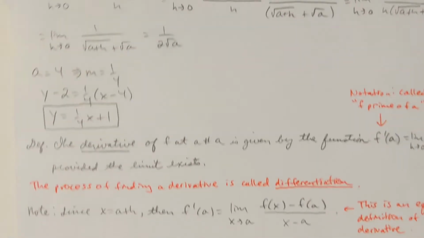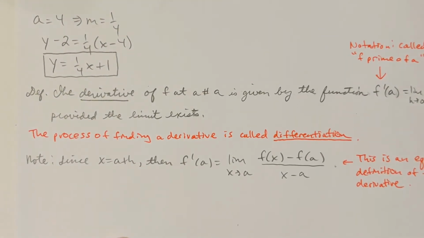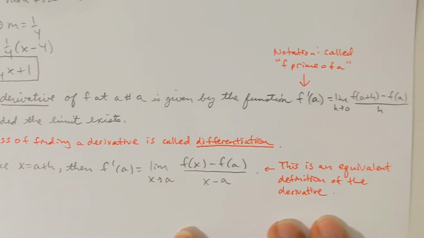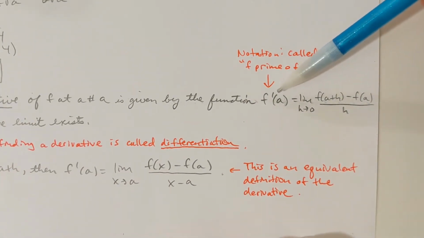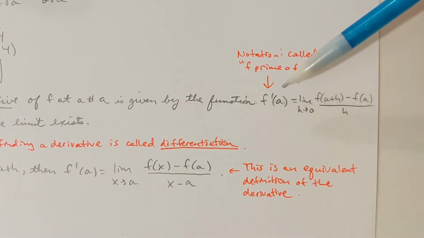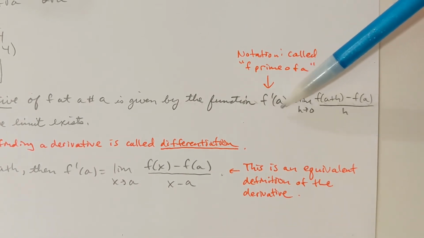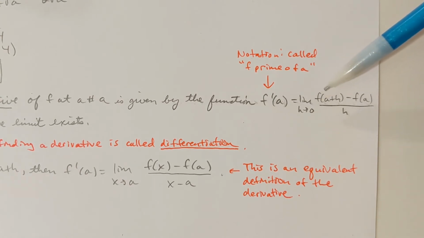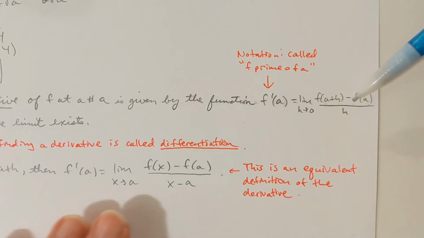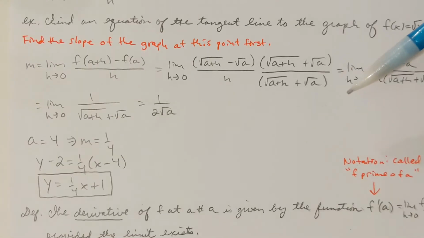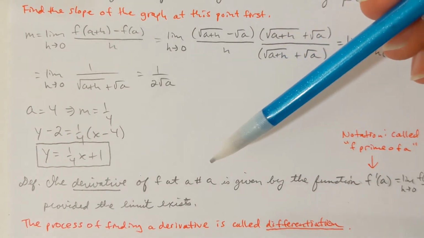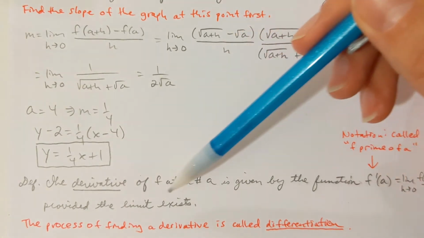Let me give you a definition next. The derivative of f at a number a is given by the function f prime of a, or the first derivative of f at a is how we'd read that, and that is defined to be the limit as h approaches 0 of f of a plus h minus f of a all over h. Okay, so this limit here that we've been working with is called a derivative of a function at a number a, provided the limit exists.